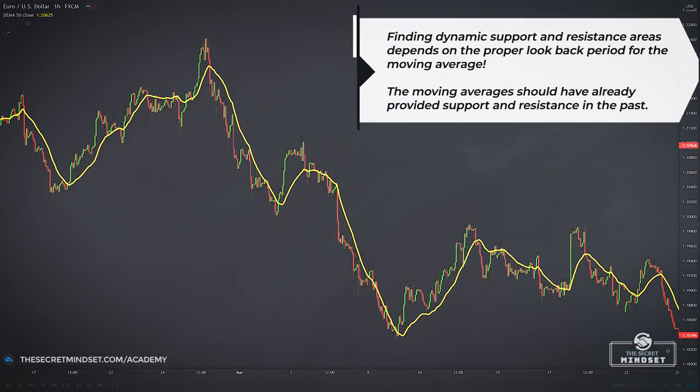If you plan to use the double or the triple EMA indicator for finding dynamic support and resistance areas, the moving averages should have already provided support and resistance in the past. If the indicator didn't provide support or resistance in the past, it probably won't be doing this in the future.